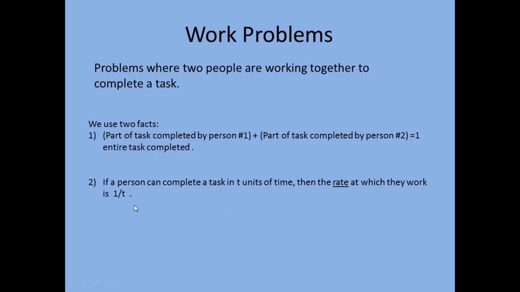The second fact we're going to use is if a person can complete a task in t units of time, then the rate at which that person works is 1 over t. And when I say 1 over t, what I really mean is they work at a rate of one task for every t units of time, whether it be hours, minutes, seconds, whatever it might be. So if they tell you the time in the problem, you want to use 1 over the time to tell us the rate, because it's one task for every t units of time. Let's take a look at an example.